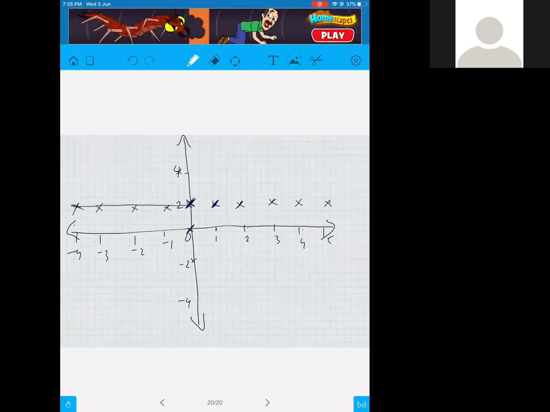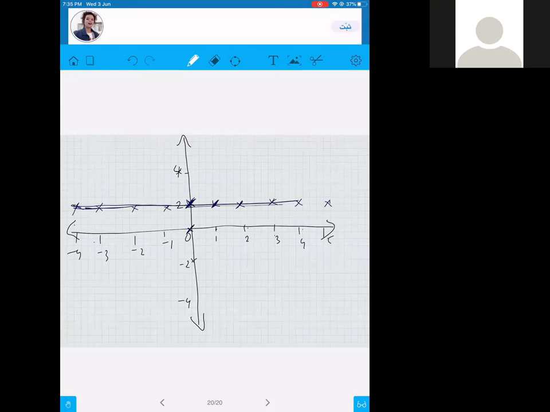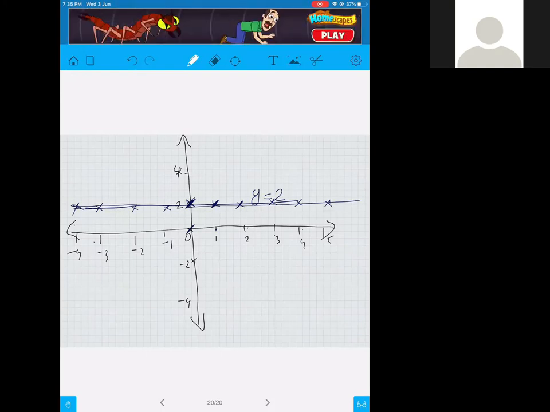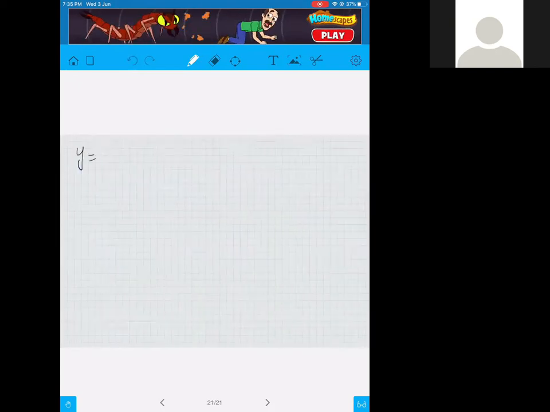Then you join all these points. That means we are getting a horizontal line. So that is the equation for y is equal to 2. Whatever be the value of x, y remains the same. So y is equal to 2.